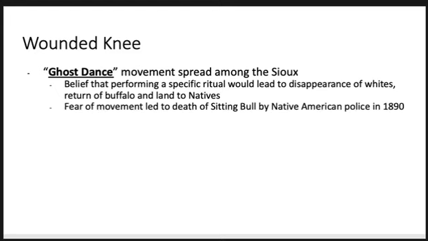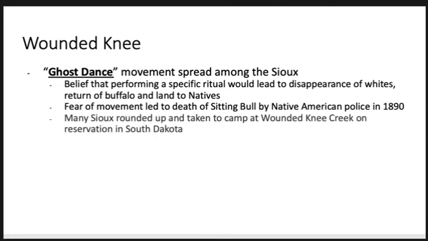And there was a fear that arose amongst white Americans about this ritual, and that the Native Americans were actually planning an uprising. And this led indirectly to the death of Sitting Bull, who was killed on the reservation, killed by other Sioux in 1890 because they thought he was part of this movement. So many of the Sioux were rounded up and taken to this camp at Wounded Knee Creek on the Sioux Reservation in what is today South Dakota.